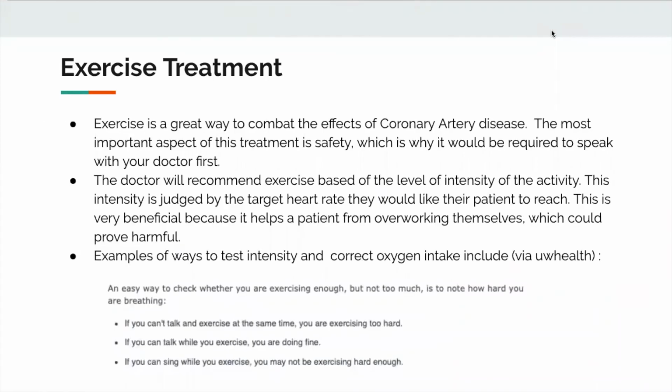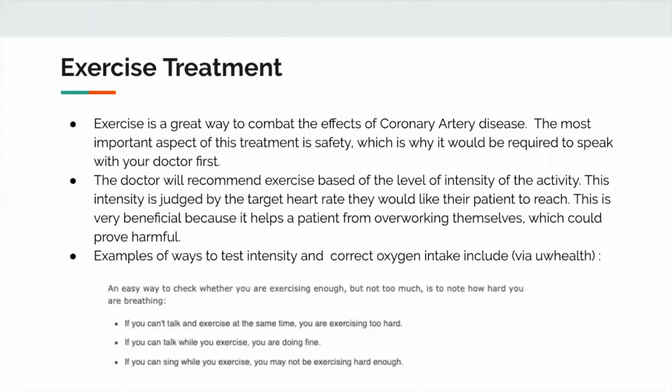Okay, so I'm going to talk about the exercise treatment. Exercise is a great way to combat the effects of coronary artery disease. The most important aspect of this treatment is safety, which is why it would be required to speak with your doctor first. The doctor will recommend exercise based off the level of intensity of the activity. This intensity is judged by the target heart rate they would like their patient to reach. This is very beneficial because it helps a patient from overworking themselves, which could prove harmful.